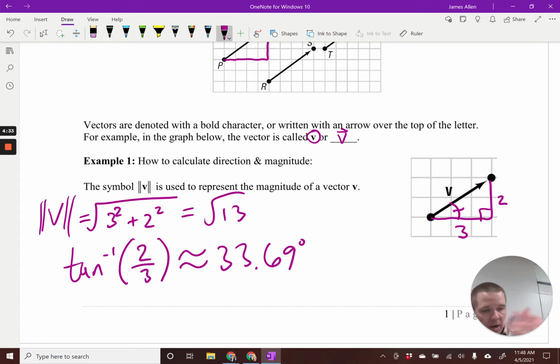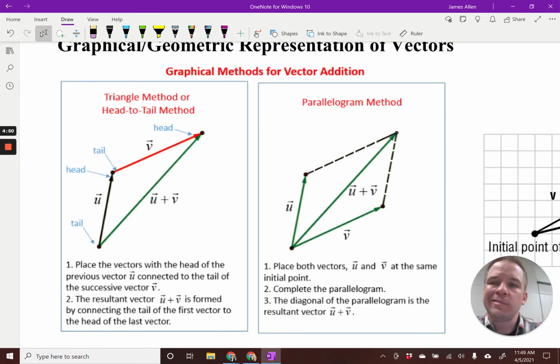All right. So we got our magnitude of root 13. We have our direction of 33.69 degrees. Lovely. So Pythagorean theorem, inverse tangent, those are your two friends for direction and magnitude. Let's keep going. All right, here are some graphical geometric representations of vectors.